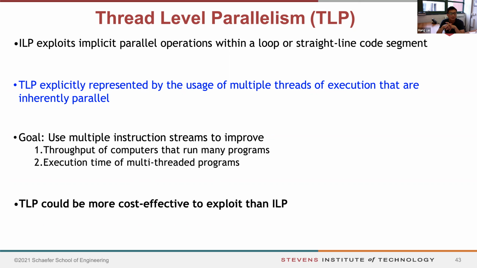Thread level parallelism requires the programmers to explicitly represent how each thread can execute in parallel. The goal is to use multiple instruction streams to improve the throughput of a computer that can run many programs, and the execution time of multi-threaded programs. Thread level parallelism could be much more cost-effective than instruction level parallelism. On the other hand, when you ask the programmer to tell you something, it's definitely better than if they didn't tell you anything.